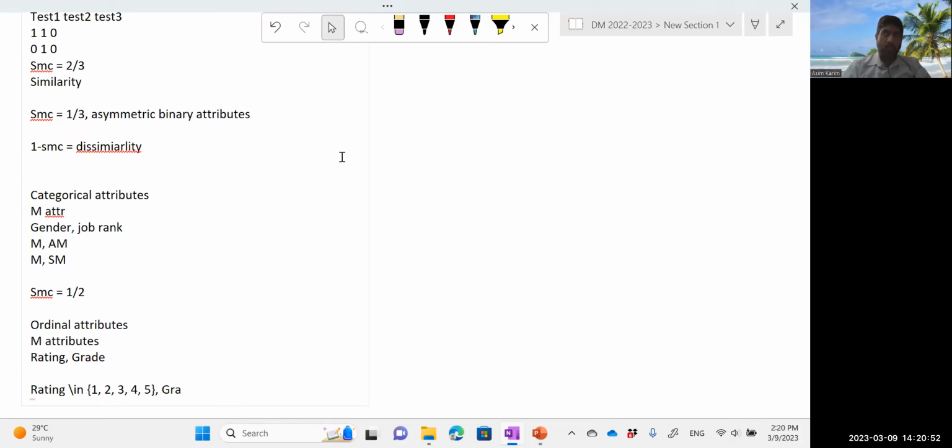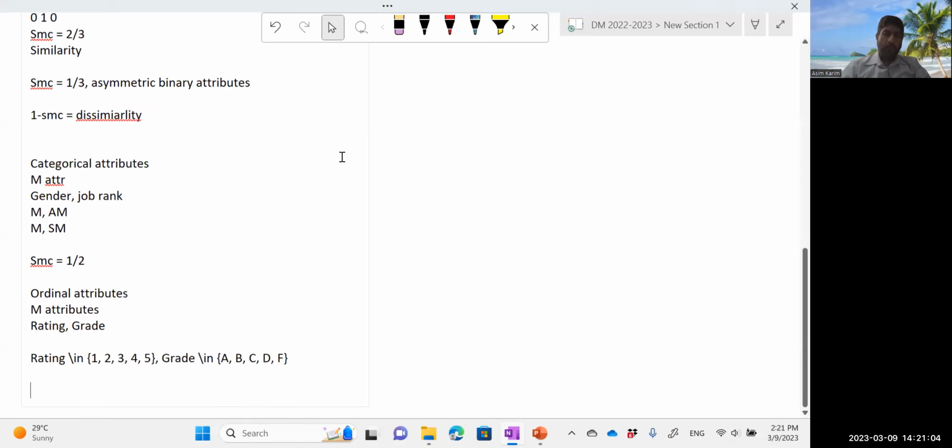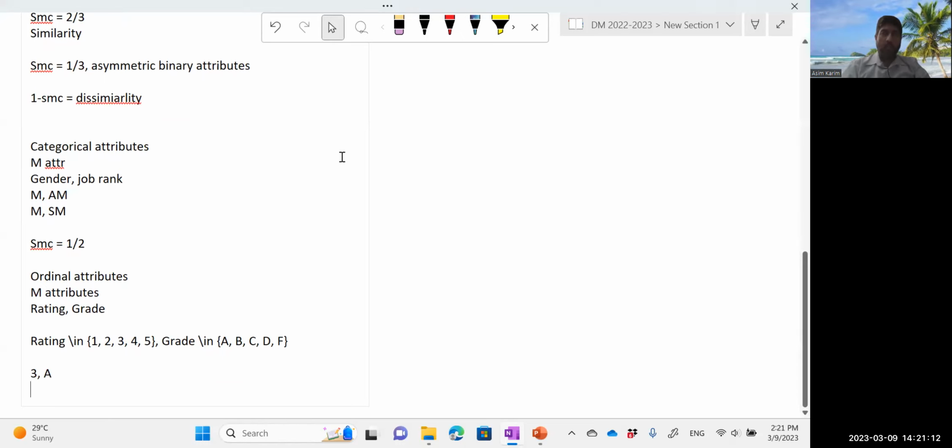Similarly, for grades, we say A, B, C, D and F. Okay. So in this case, let's say you have two examples, two observations. So one had rating 3 and grade A. Okay. And the other had rating 4 and grade B.